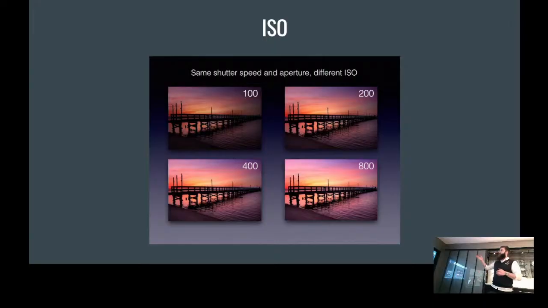So again, in this case, 1 to 800, you can see that it's the same shutter and aperture, but the ISO changes from square to square. And you can see how much lighter and vibrant it goes from 100 to 800.